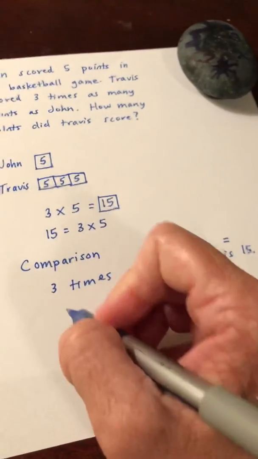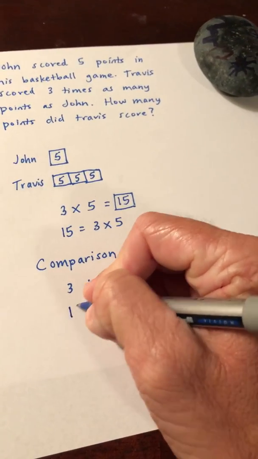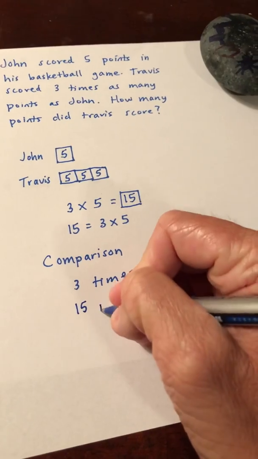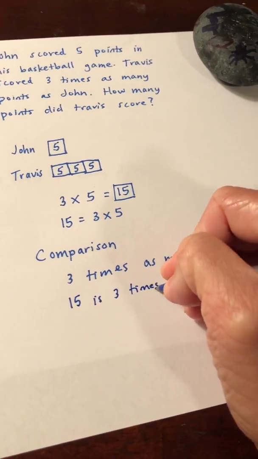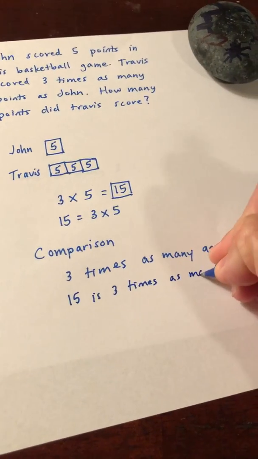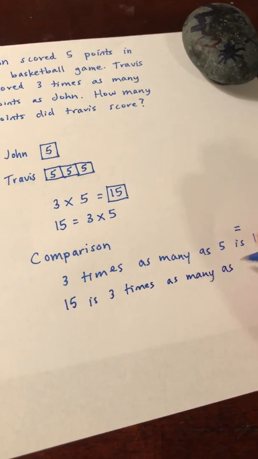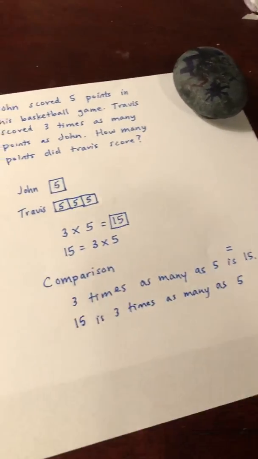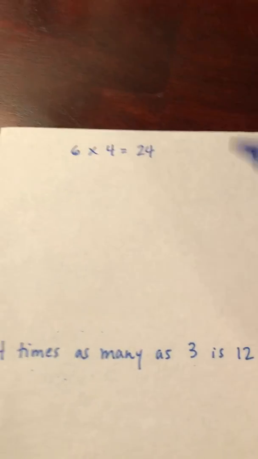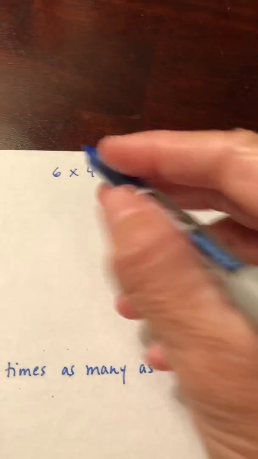We can also flip this around and do it the other way. So we would do 15 is 3 times as many as 5. Okay? A few more examples of those, and I'll show you those here. So we want to be able to take this and put this into words.